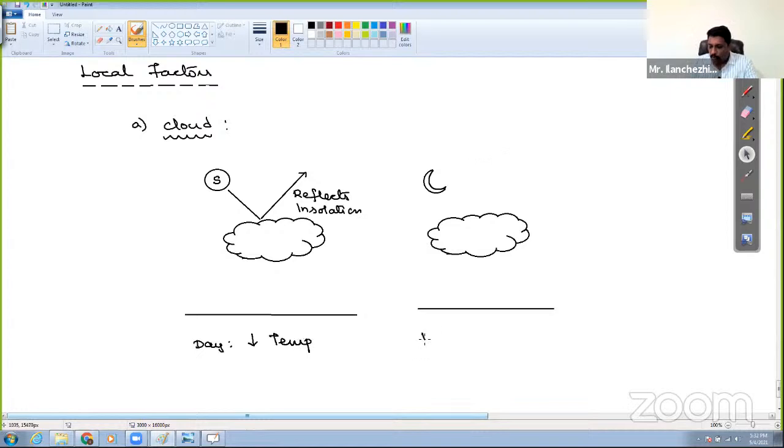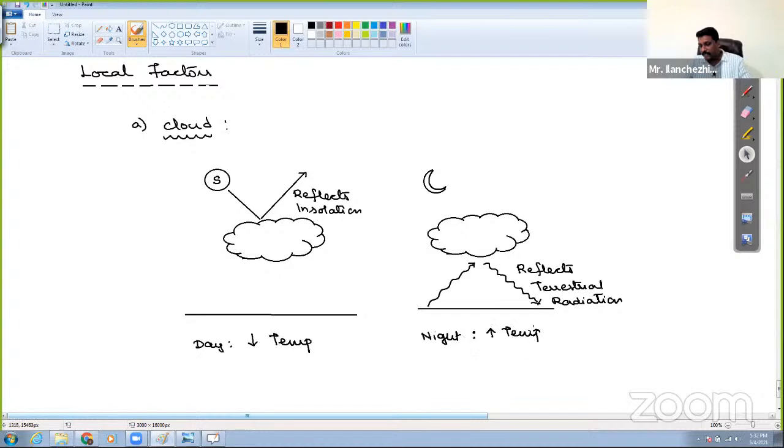But the same cloud during night time, what will happen? This cloud, my friend, will reflect back the terrestrial radiation. It will not allow the terrestrial radiation to escape. It reflects terrestrial radiation, my friend. So when it reflects terrestrial radiation, what happens? At nighttime, the temperature will increase, my friend. Okay. So what happens?